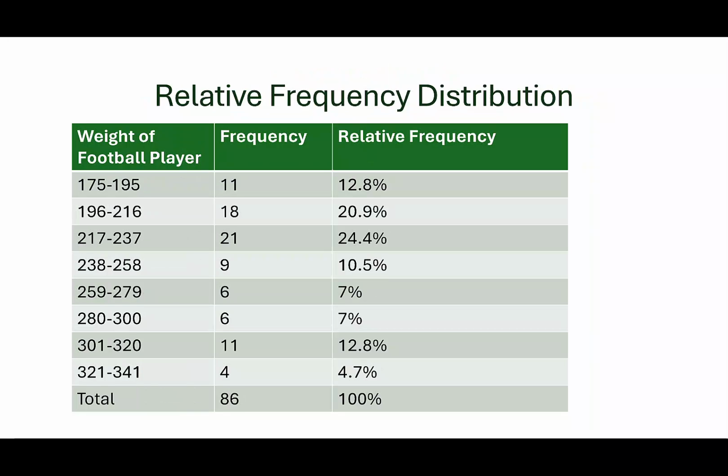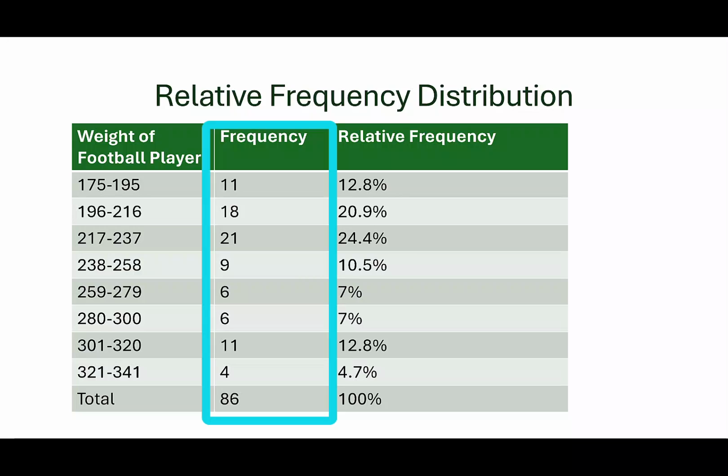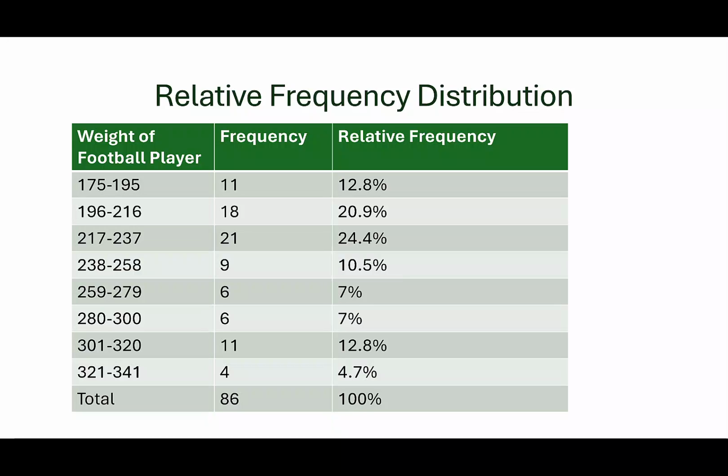Again, we could go back and make this a relative frequency distribution. The first thing I need to know is the number of football players. Adding up the frequencies, I have a total of 86. So to come up with my relative frequency, I divided each frequency by 86.